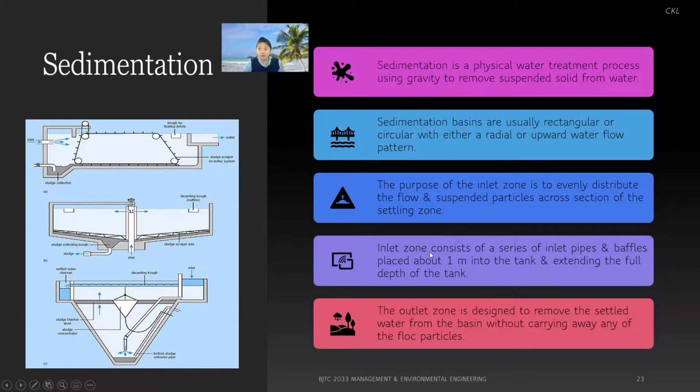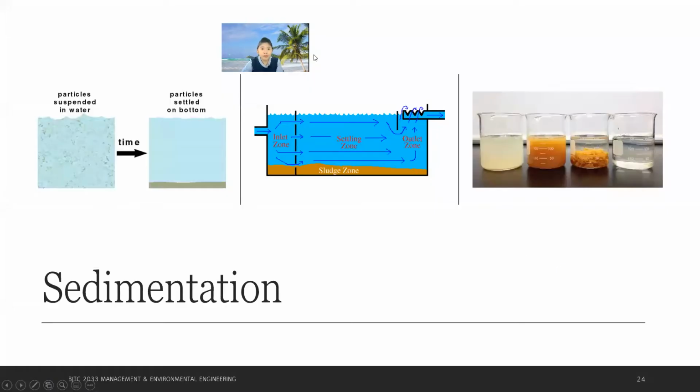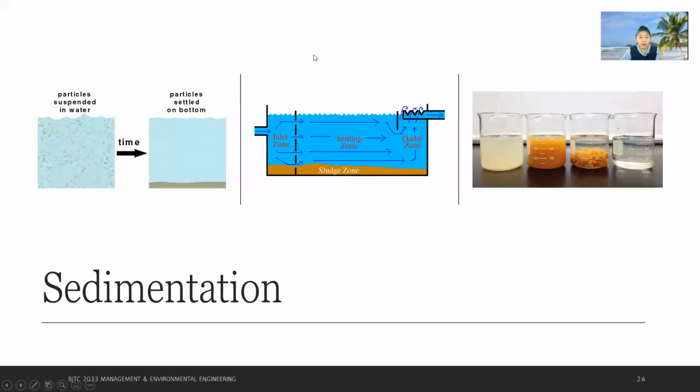So the inlet zone contains a series of inlet pipes and buffers placed about 1 meter into the tanks and extending to the full depth of the tank. Okay, so this is the whole idea. Here is a sedimentation tank. This one is also one of the sedimentation tanks. So the inlets, and then you have the sludge, and then the water goes out.